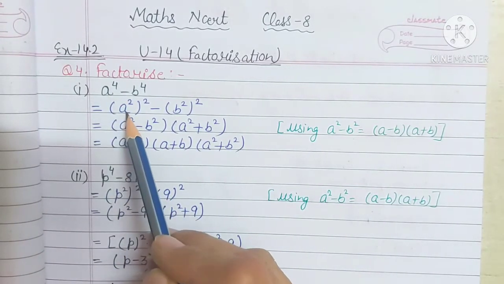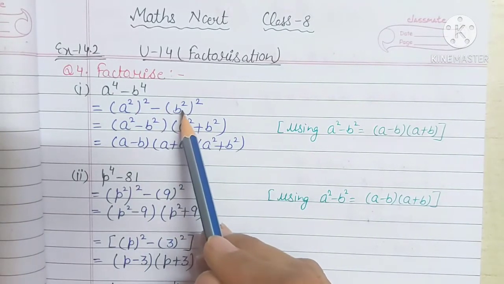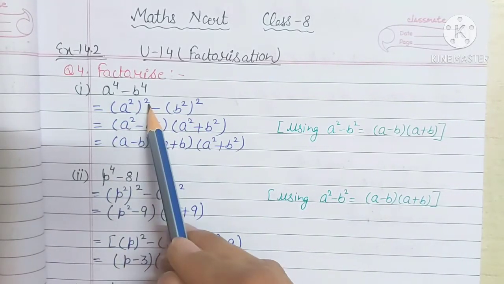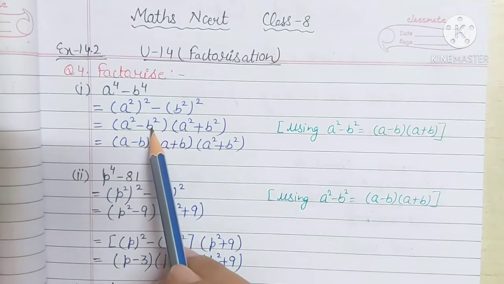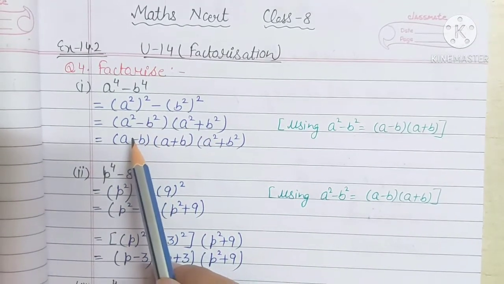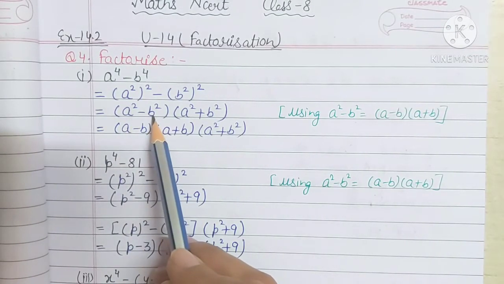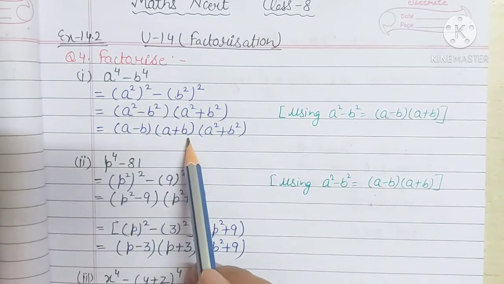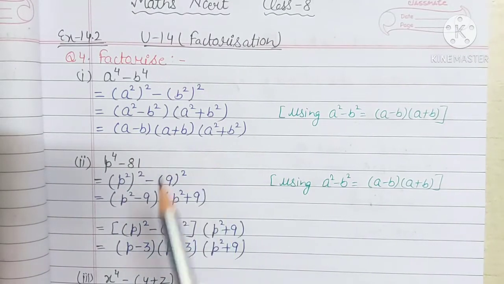A raised power 4, I can write as (a square) power 2, and this I can write as (b square) power 2. Now it is in the form first term whole square minus second term whole square, that will be equal to first term minus second term and first term plus second term. Students, observe carefully. Now here again I can apply the identity a square minus b square. That will be (a minus b)(a plus b). Now this is the irreducible form, so this will be the required factorization.